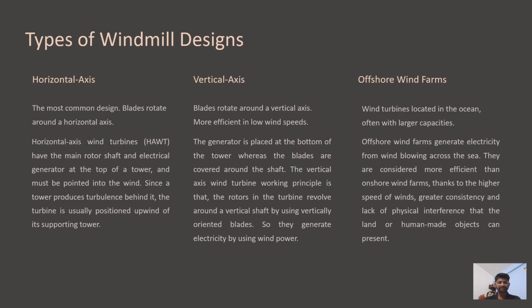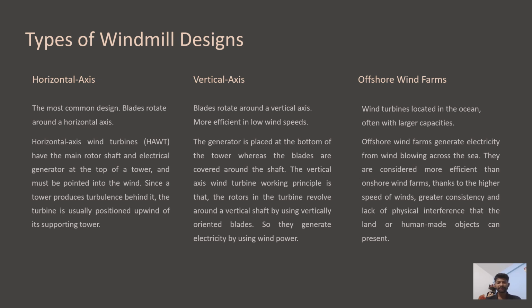So now let's take a look at the types of windmill designs. The horizontal axis windmill. The most common design, blades rotate around a horizontal axis. Horizontal axis wind turbines have the main rotor shaft and electrical generator at the top of the tower and must be pointed into the wind. Since a tower produces turbulence behind it, the turbine is usually positioned upwind of its supporting tower.